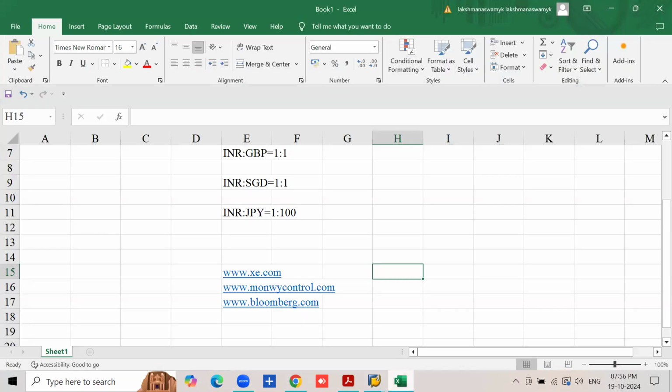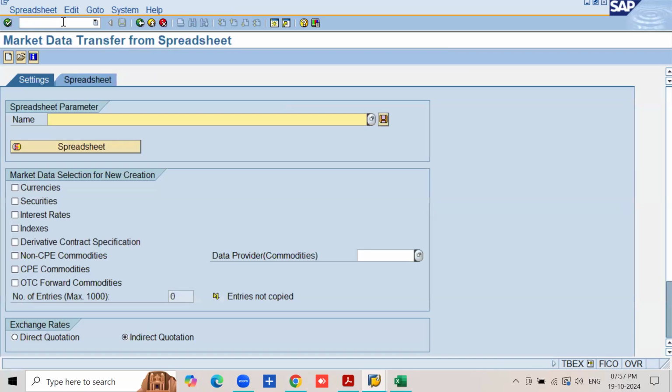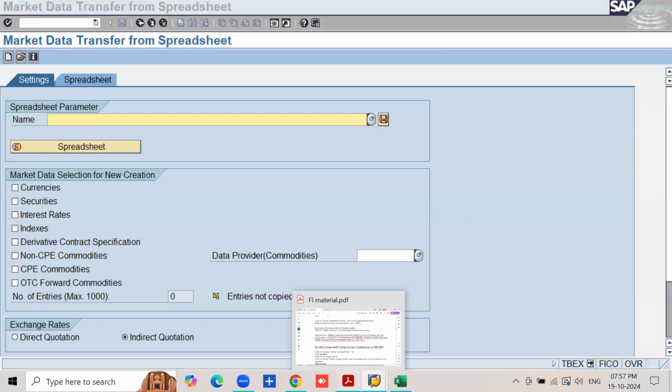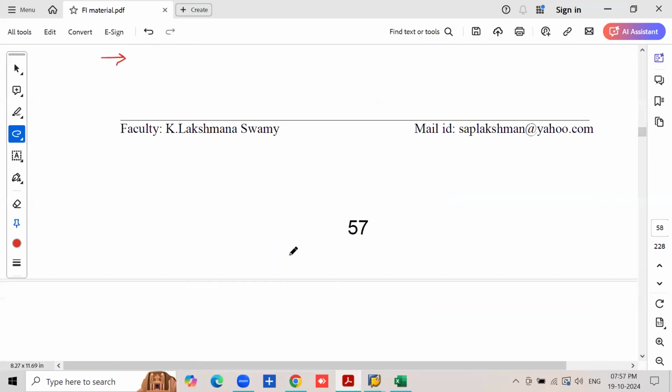So these are the three methods. The second point, I told you, was the Excel sheet. Now I got the transaction: TBEX. In TBEX you can enter the Excel sheet. See, market data transfer from spreadsheet. So these are the different ways where we can enter the exchange rates, right?